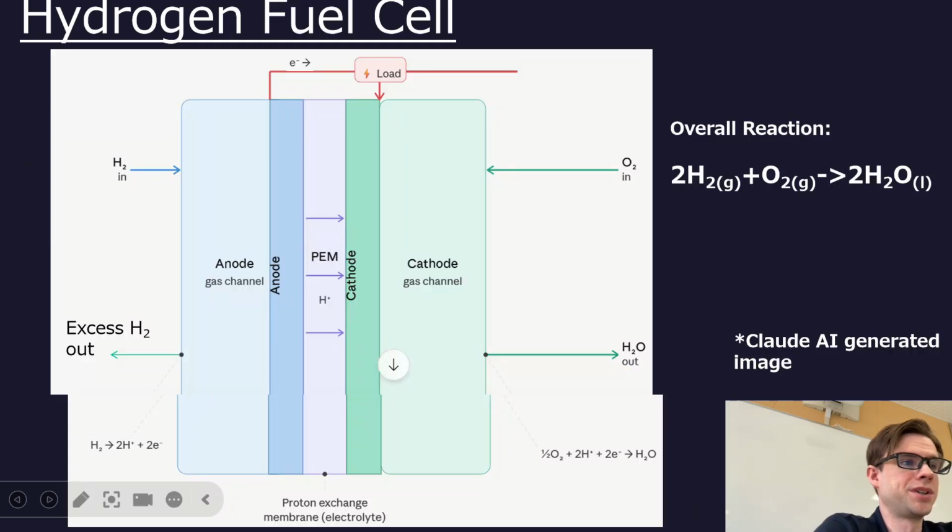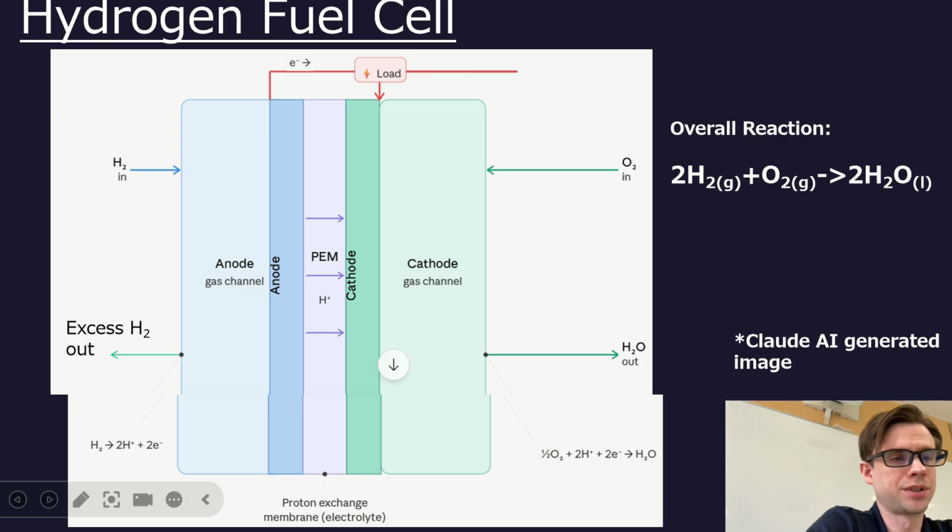So, hydrogen fuel cell, here we go. This is what it might look like, a very basic kind of visual representation, made with Claude AI. There are good, maybe better representations in textbooks that you can have. I use Oxford Course Companion. It's decently good diagrams.